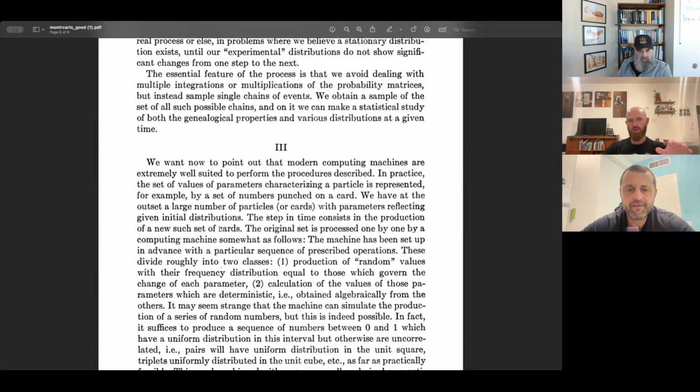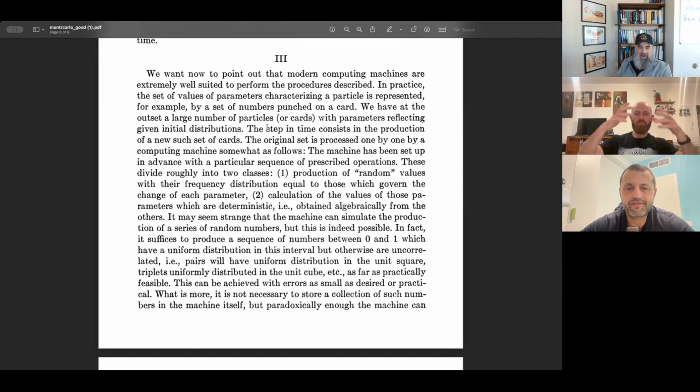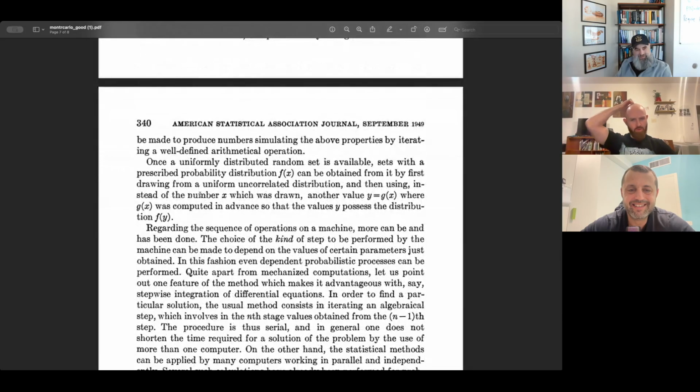There were a few important points I wanted to show. Here, in chapter number 3, they say: we want now to point out that modern computing machines are extremely well suited to perform the procedures described. Okay, so again, yeah. And then he describes cards with holes and punches, you know, like the horror stories we hear from our fathers and grandfathers.